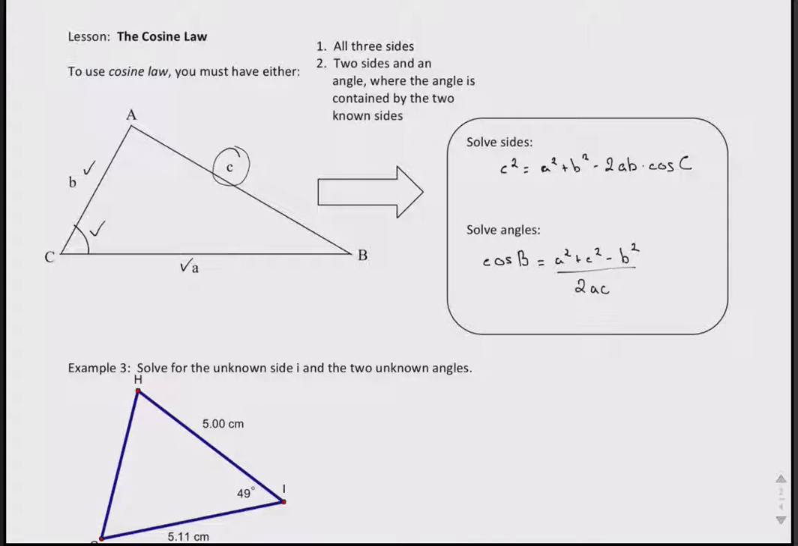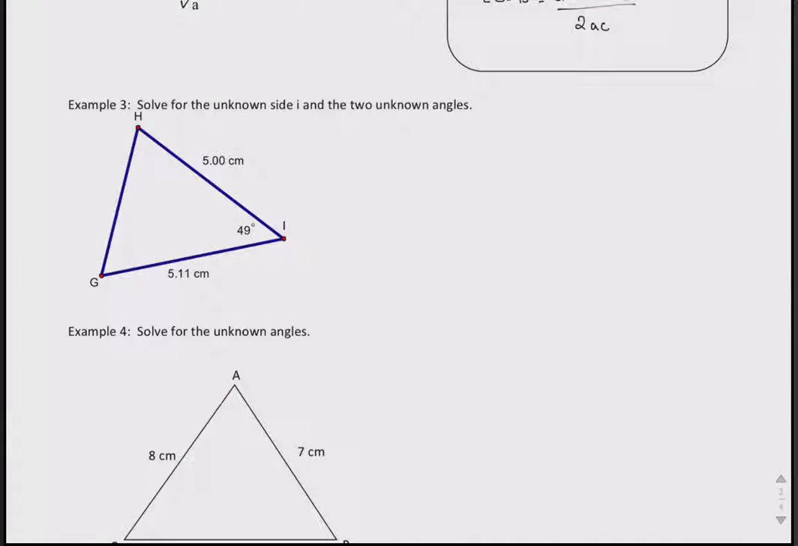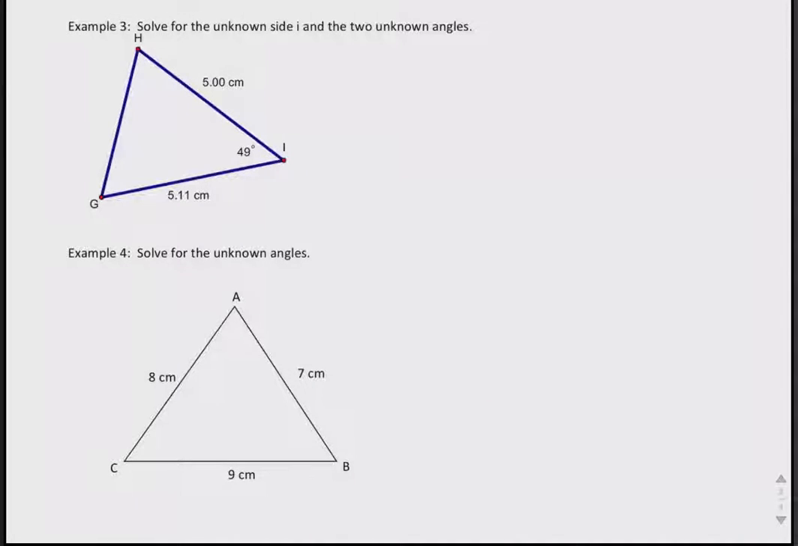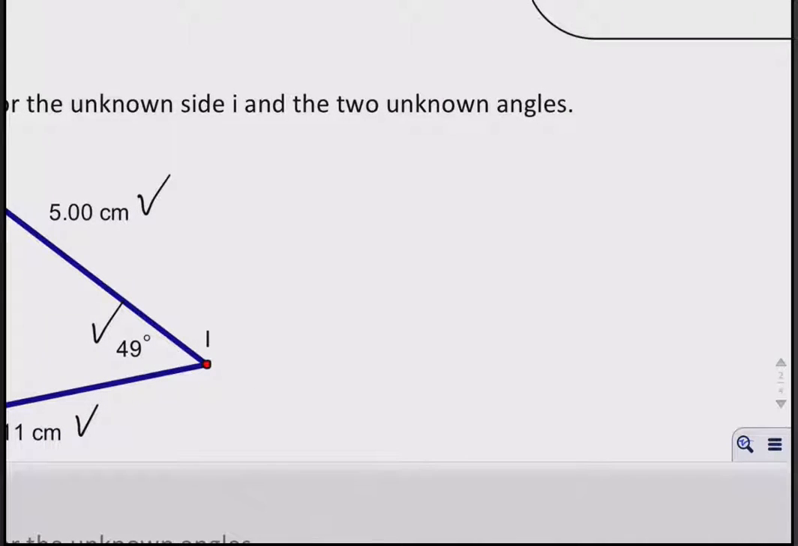Let's apply them now one at a time to example 3 and 4 respectively. In example 3 here, we have a triangle where we're given two sides, 5 and 11, and the contained angle. We want to solve for side I. We'll use the version of the cosine law where we want to solve for a missing side. I'm going to plug in the values as well.